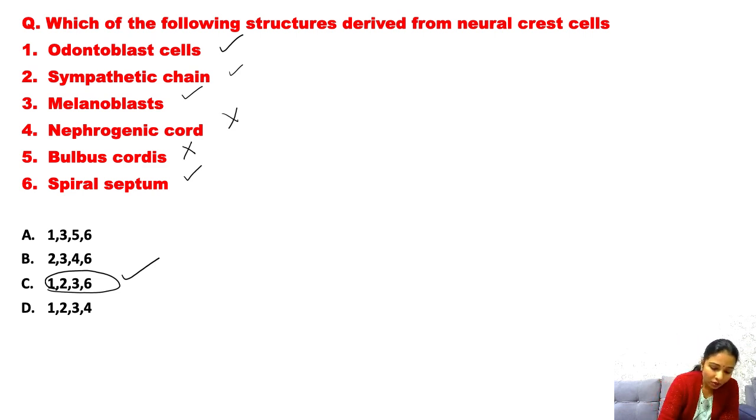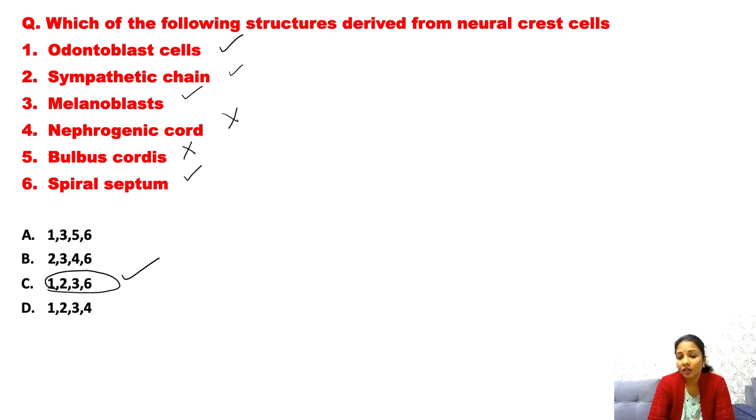Bulbous cordis is also not the answer. Bulbous cordis forms the interventricular septum, which is not derived from the neural crest cells. Bulbous cordis is actually part of the heart tube, which is derived from the endothelium. That is the reason they are not derived from the neural crest cells.